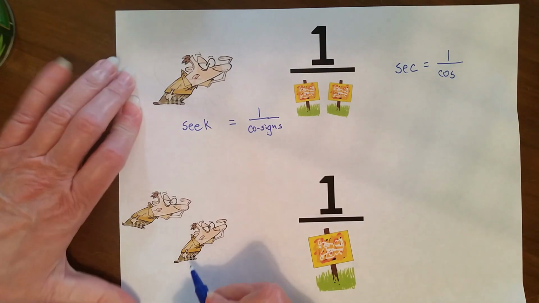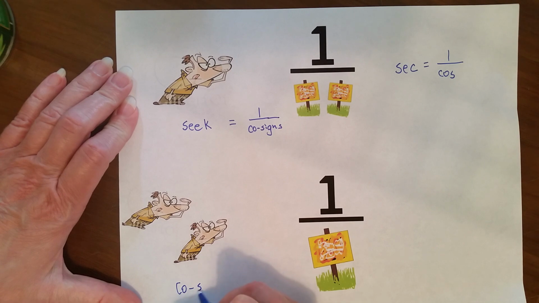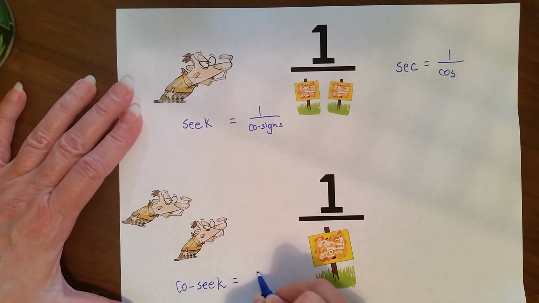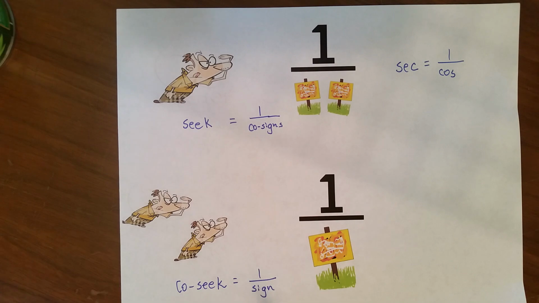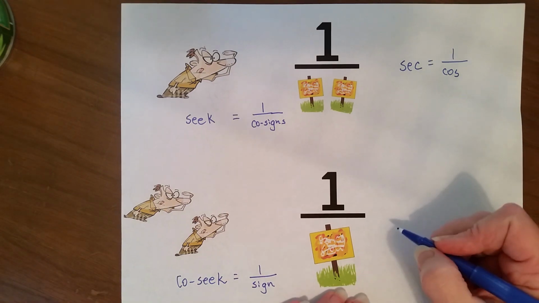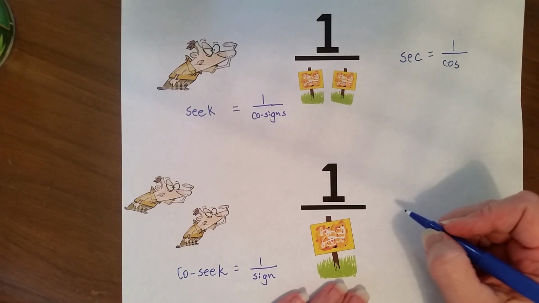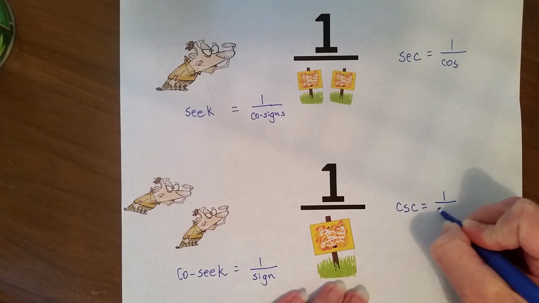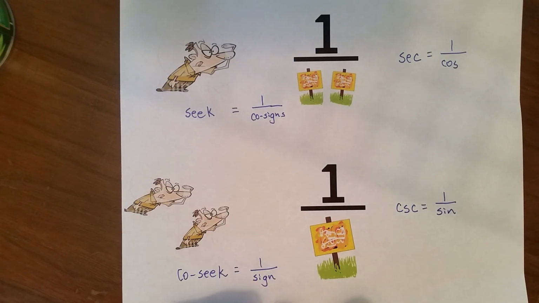And then you can cosec. You know, co means together. So you're going to cosec 1 over just one sine. So I know it's cheesy, but it helps me. So the cosecant is 1 over the sine.